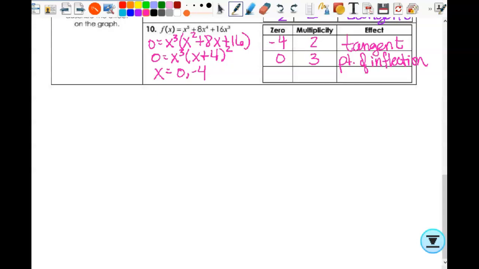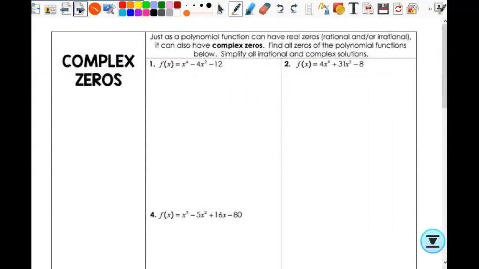All right, any questions at all? We good? We understand how all that works? Okay, beautiful. All right, so now we're going to talk about complex zeros and irrational zeros.